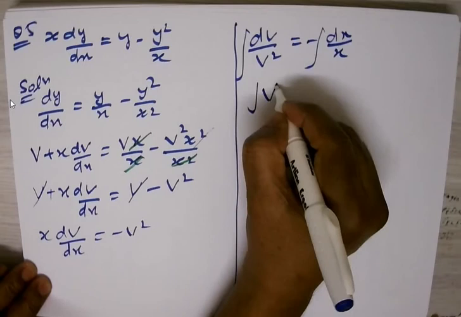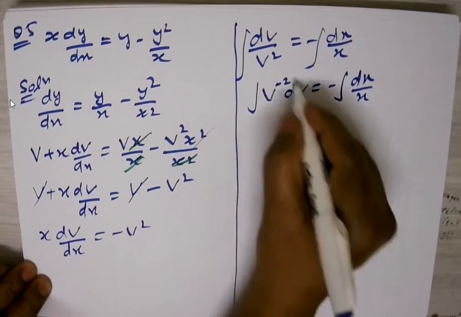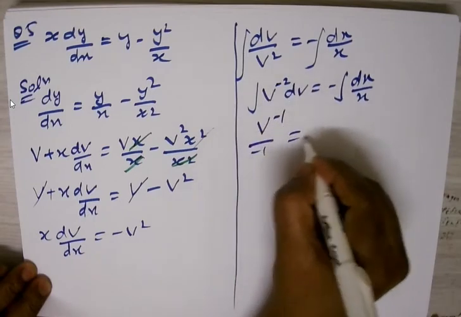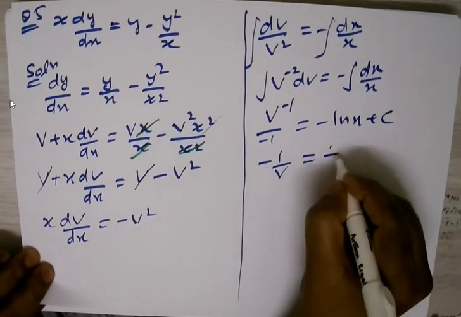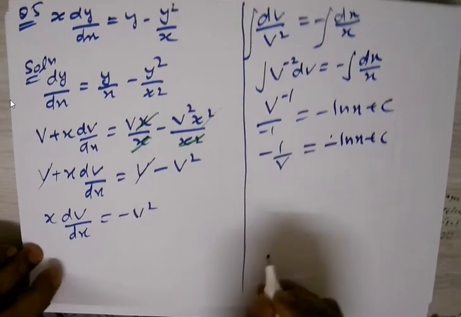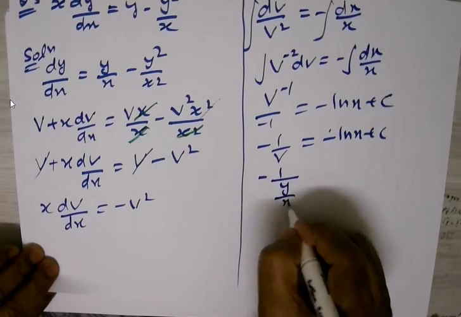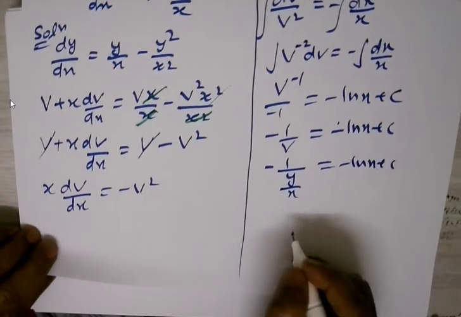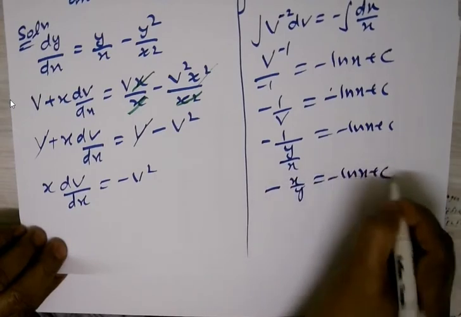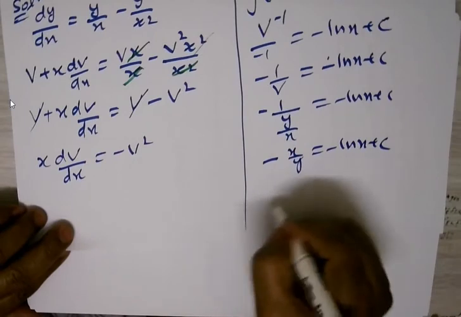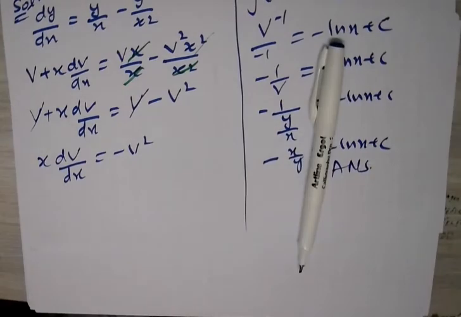So v^(−2) dv = −dx/x. The integration of that is v^(−1)/(−1) = −ln x + c. Now we can write it as −1/v = −ln x + c. Replace the value of v: −1/(y/x) = −ln x + c, or simply x/y = ln x − c. If anyone needs the explicit solution, then change the value of y, otherwise this is the answer. Hopefully you understand this question also, my dear.